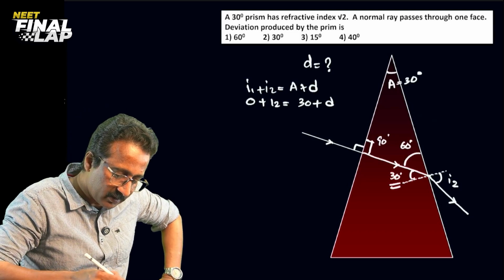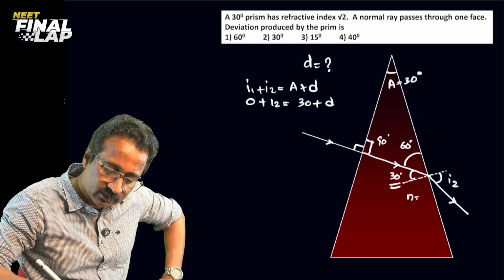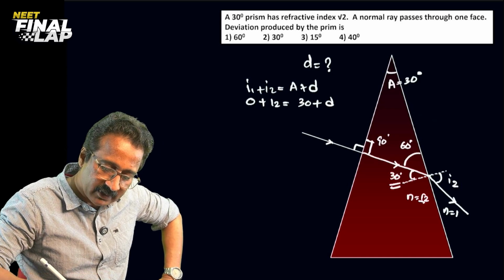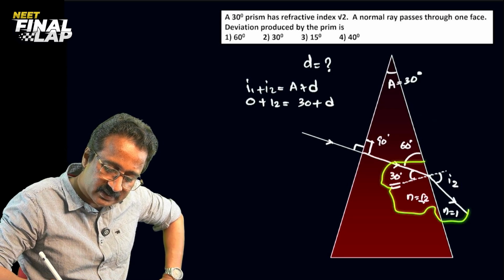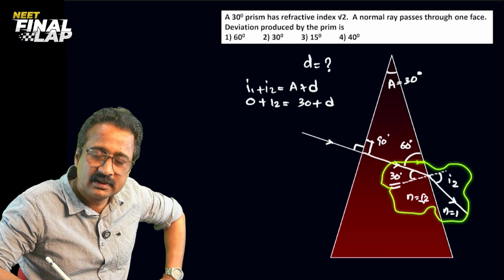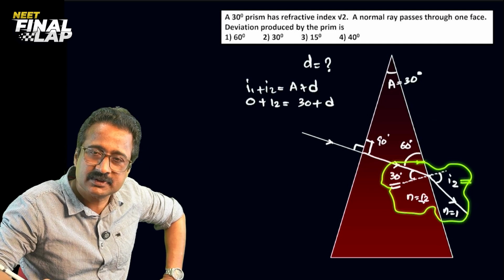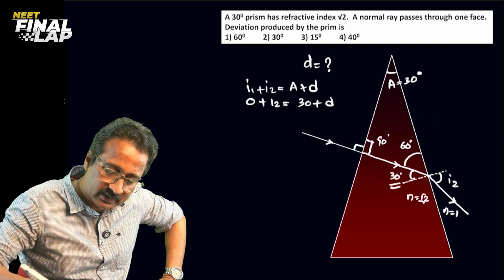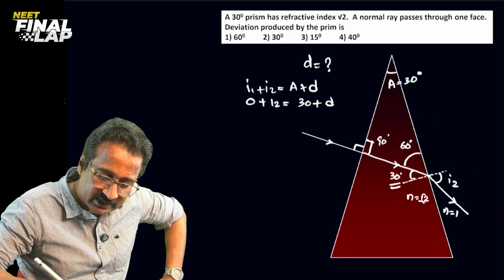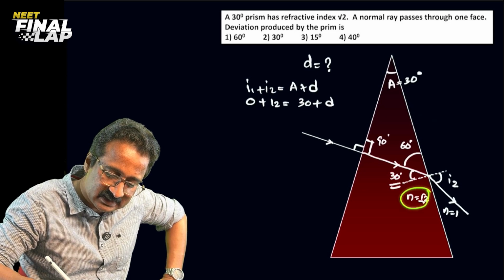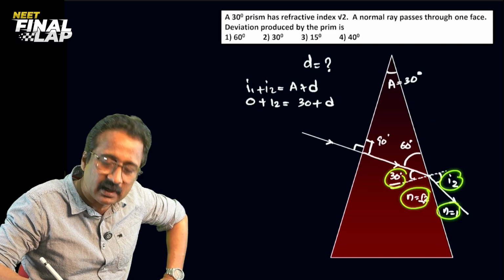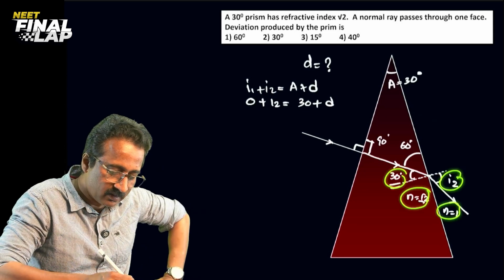Now we can apply a law of refraction here. Remember, n is equal to √2 here, and on the other side n is equal to 1. I can apply law of refraction here, at least connecting these two angles. This will certainly tell you what I2 is. That is what I am writing. n1 sin I equal to n2 sin r. This is n1, this is I. This is n2, this is r. That is Snell's law.